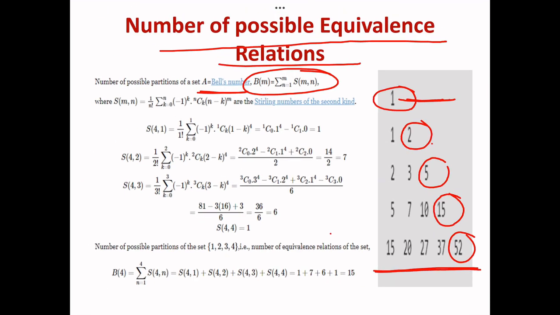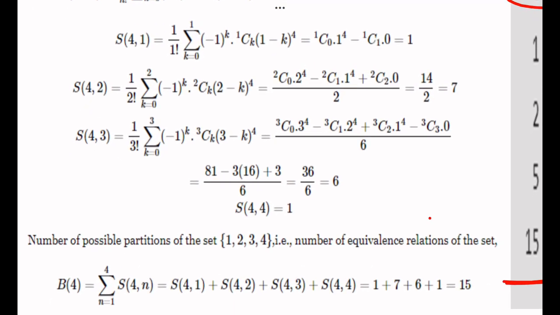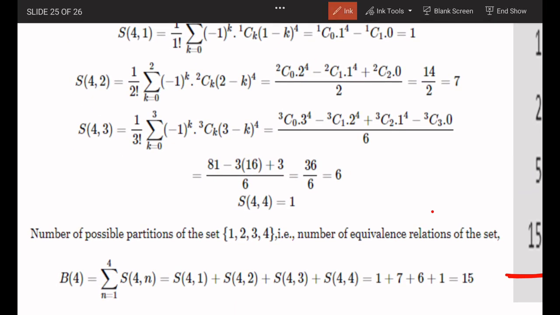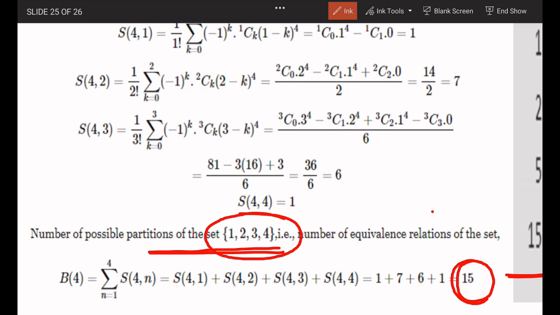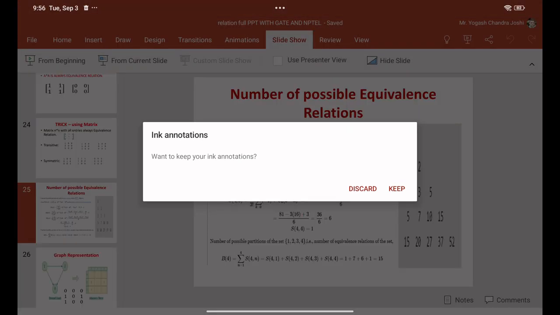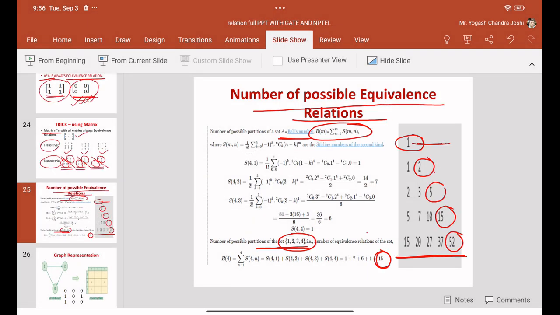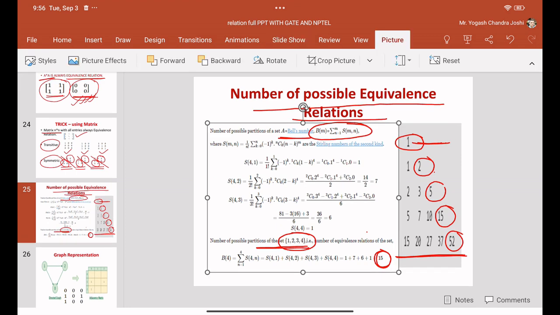okay, so now see here, in this question, what I ask, I will show. One minute. So 1, 2, 3, 4. There are a total of 4 elements. So if there are 4 elements, the total number of equivalence relations is 15. This question NPTEL also asked multiple times. Okay, NPTEL also asked this question. Slide show.